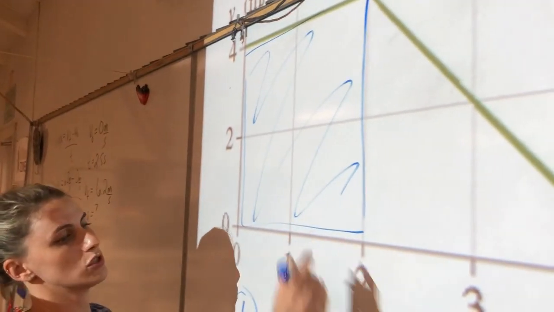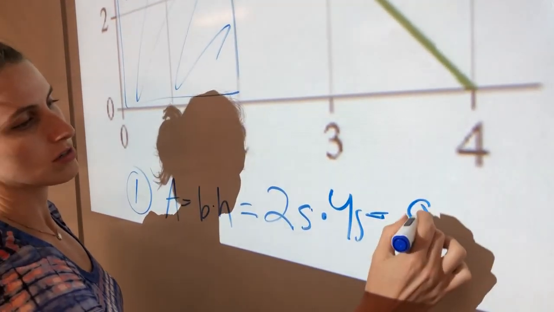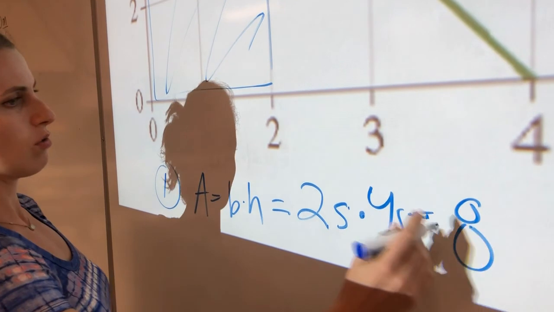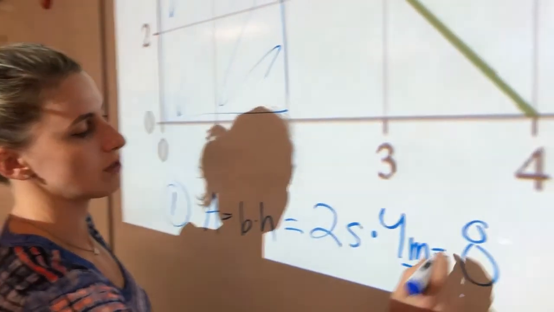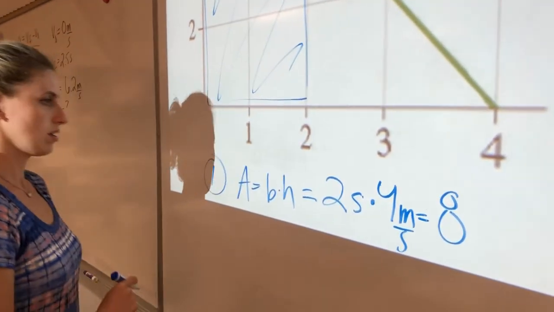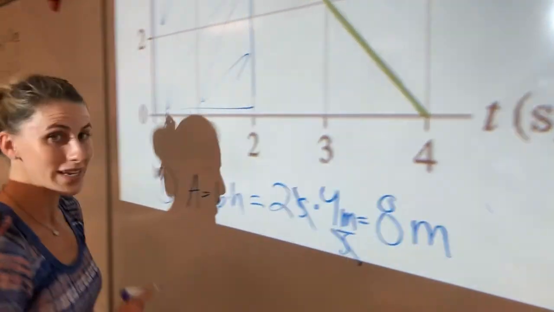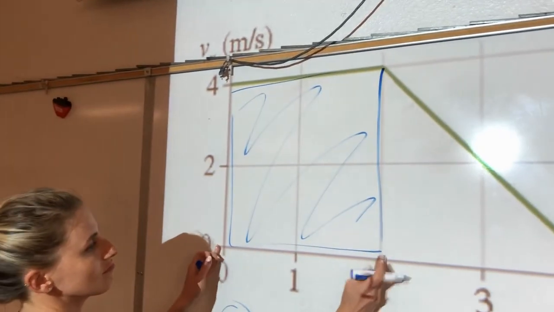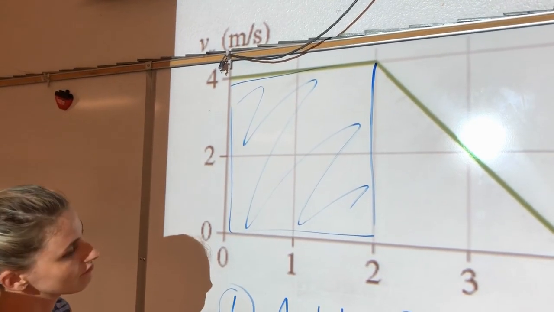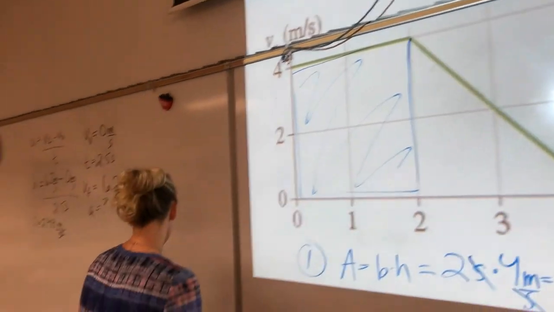Base is 1, 2 seconds. Times 4 tall, right? So 4 times 2 is 8. Meters per second times seconds, which is perfect because then we cancel, cancel. What are we looking for here? Displacement, right? Meters. So in the first 2 seconds, it goes 8 meters, because it's going 4 meters per second. And in 2 seconds, that covers 8 meters. I like it.